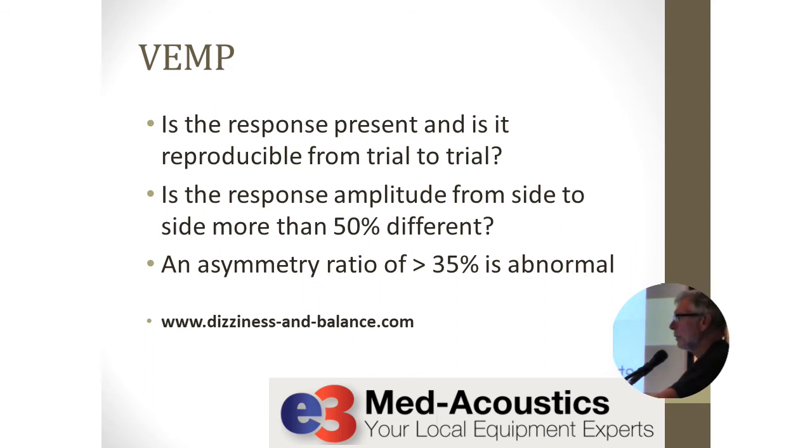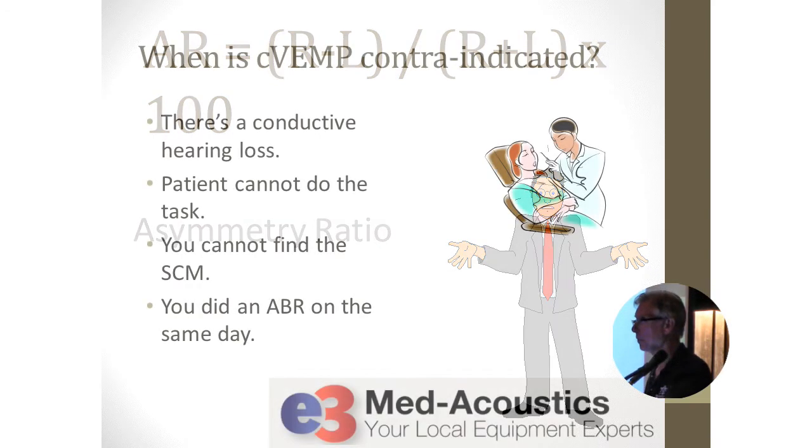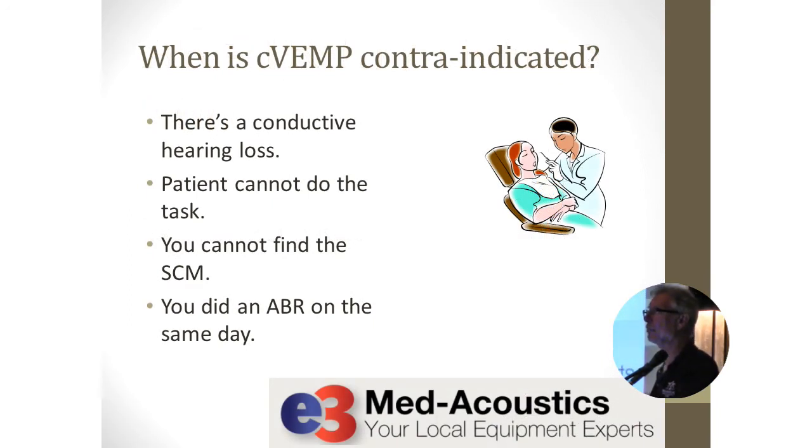And when you say that, asymmetry ratio, audiologists go, what? How do you do that? Well, it's pretty easy. It's simply the difference over the sum. And if you multiply it by 100, you can have it turn into a percentage. But it's just the difference over the sum. So you take the two amplitudes, subtract the smaller from the larger one, get the difference, add them together, and you've got the sum. And just do the division, and you've got a number. And if it's greater than 0.35, then it's abnormal. Okay. And usually, the response on the affected side is absent or reduced.